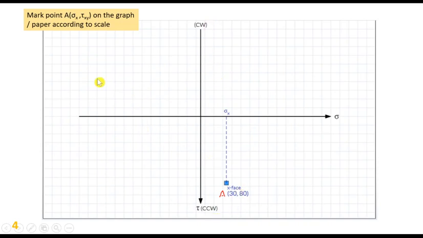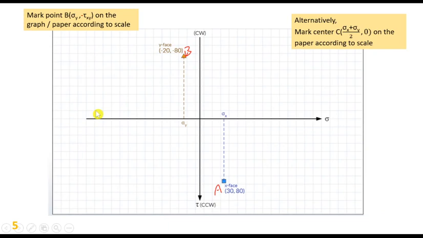Then mark point A having coordinates sigma x and tau xy. These are known to us, so 30 and 80. We have marked the point at this, that is point A, and remember it is according to the scale that we have drawn. Then mark point B, that is sigma y and minus tau xy, on the graph paper according to the scale. Again the point is drawn according to scale.